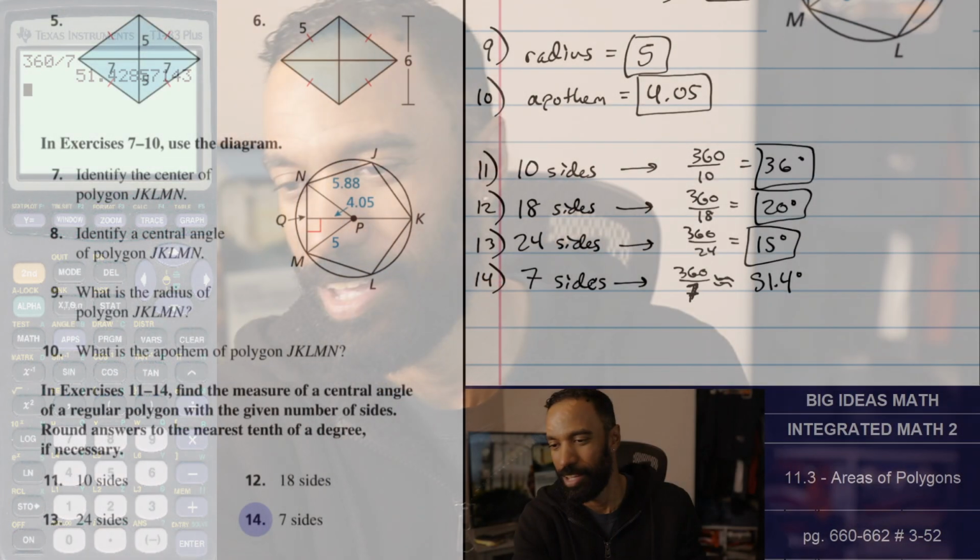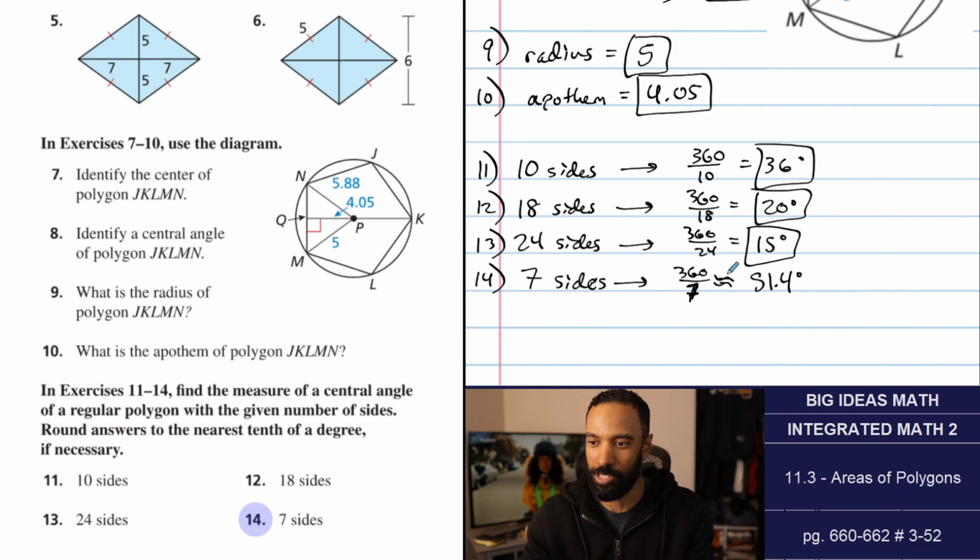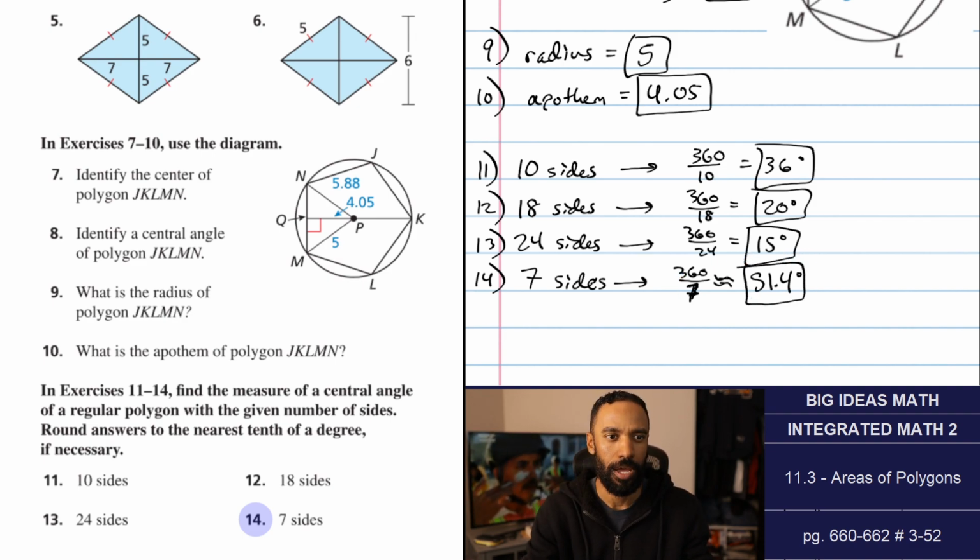Pop up my calculator for the first time here. 360 divided by 7. Yeah, 51.4 degrees. So, 51.43. My bad. Excuse me. Okay. So that's still going to be that answer rounded to the nearest tenth. And it seems like on these they are rounding to the nearest tenth. If you remember on the previous sections, we were doing a lot of nearest hundredth, 2 decimal places. Not so much here. Okay, that's 11 through 14.